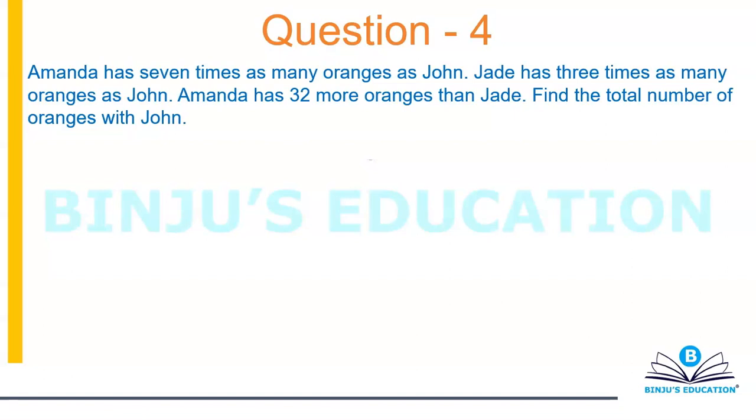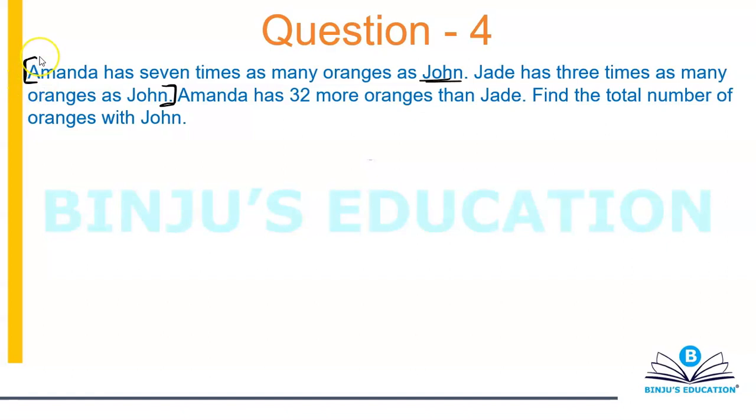Alright, let's read the question. It says that Amanda has 7 times as many oranges as John. Jade has 3 times as many oranges as John. Amanda has 32 more oranges than Jade. Find the total number of oranges with John. Alright, so a couple of things are given to us in the question. Amanda has 7 times as many oranges as John. Jade has 3 times as many oranges as John.